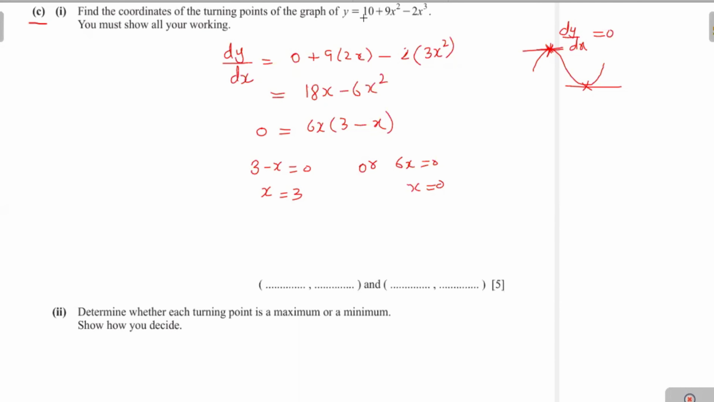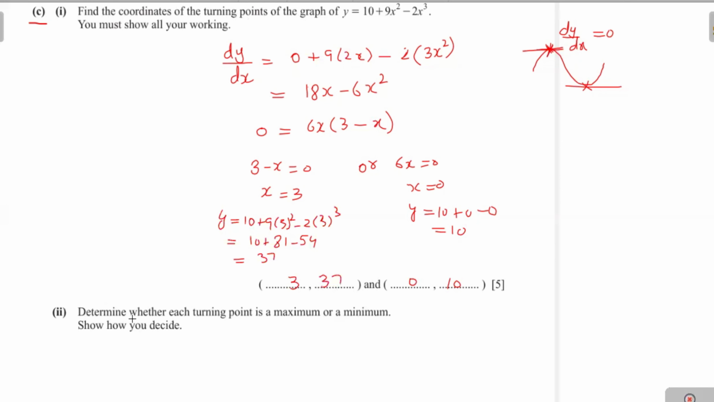When x equals 3, the value of y will be equal to 10 plus 9 into 3 squared minus 2 into 3 cubed, and this value will be equal to 10 plus 81 minus 27 into 2, which is 54, and this value will be equal to 37. We write (3, 37). And when x is 0, the value of y will be 10 plus 0 minus 0. This is equal to 10. We write (0, 10). And these are the turning points of the graph.